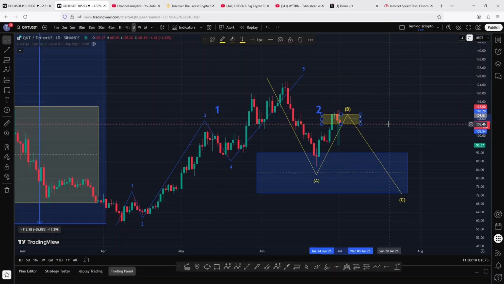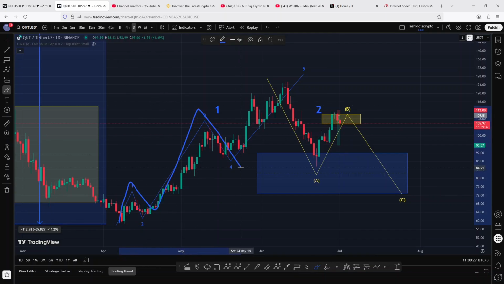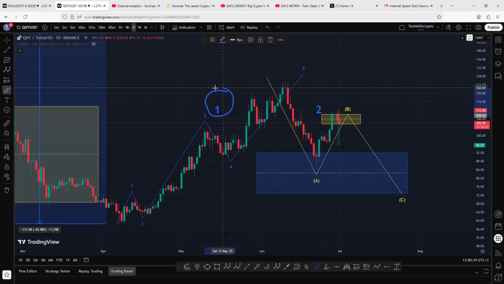Starting the video here on the daily chart, from the lows we made on the 7th of April, I have been observing a 5-wave structure to the upside, where you can see that we completed that 5-wave structure in a move that gave us a high above the 125.64 mark, and that 5-wave structure to the upside completed the formation of this larger Elliott wave count 1.